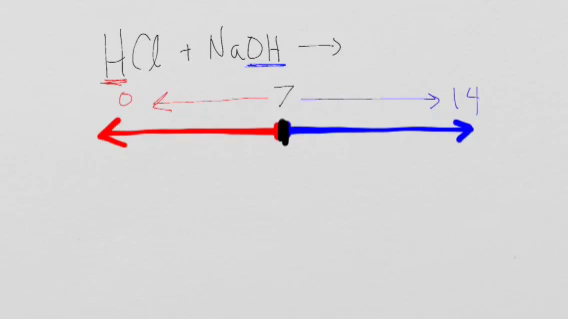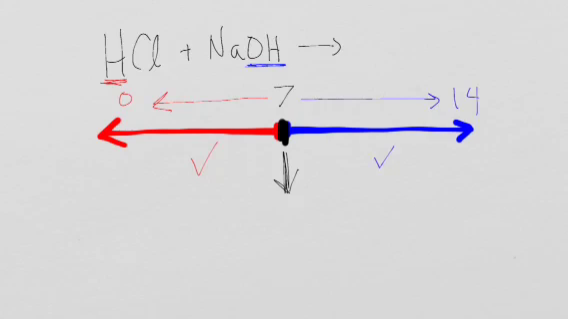So when we're talking about acid-base neutralization, we're taking an acidic substance on this side of the equation and adding a basic substance to it on this side, in hopes that we bring the resulting solution right to the middle, to a neutral solution. If I have an acidic solution, hydrochloric acid is pretty acidic, and I add sodium hydroxide to it, a hydroxide is basic.